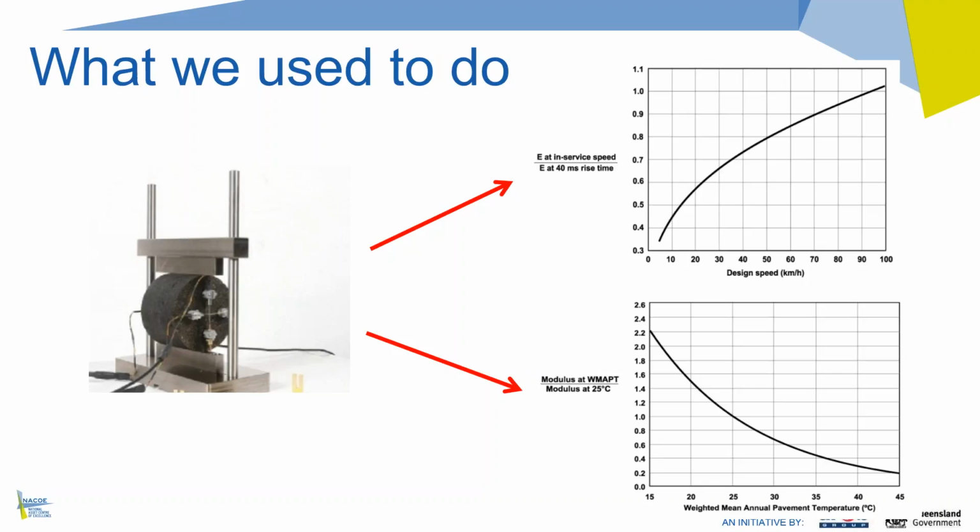Those are in Ostrodes. So basically what it means is that we're extrapolating the results from a single test, so a single data point, and we are predicting the resilient response of that material over a whole range of loading speeds and temperatures.